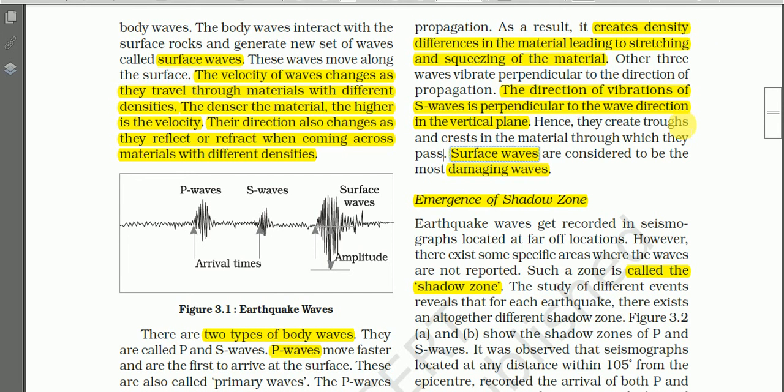Up to here, any question? Do you have any confusion about the propagation of earthquake waves? Do you have any question regarding propagation of earthquake waves?